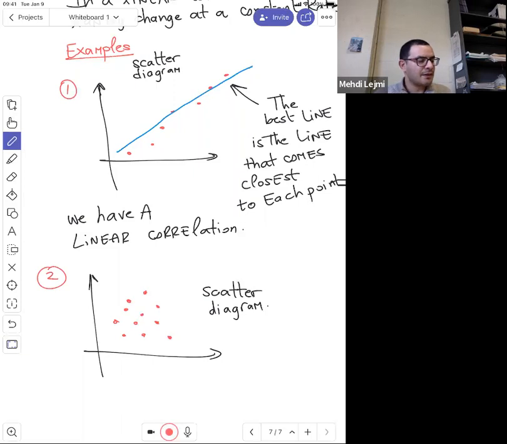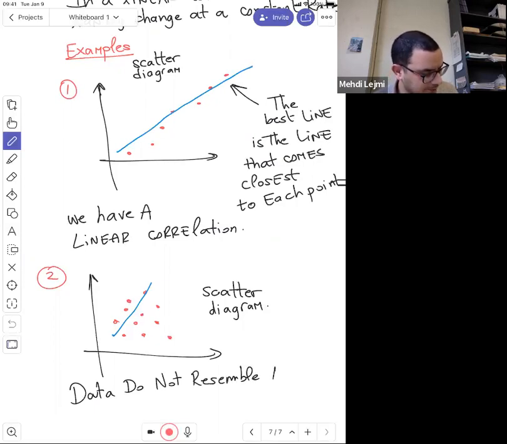So in this case, the data here do not resemble a line. If you try to draw a line which is close to each point, you're going to have some points far from your line. So in this case, the data do not resemble a line.